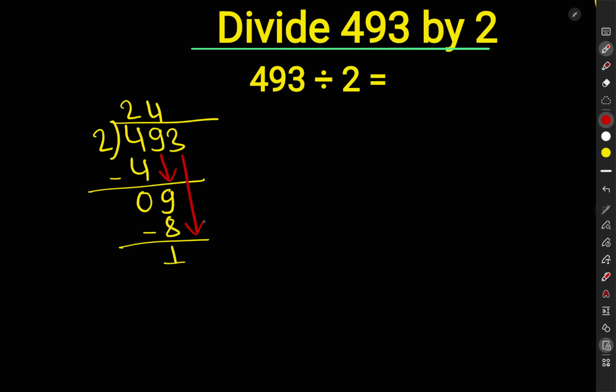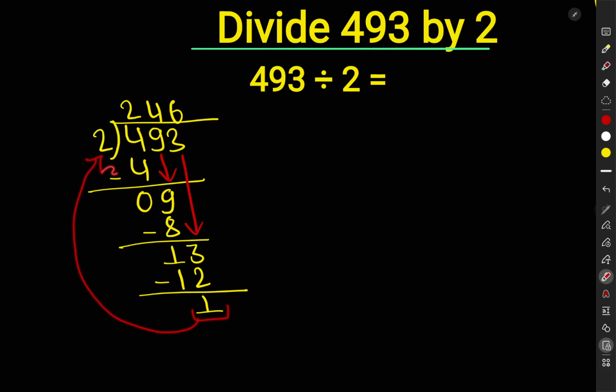So again we put down this 3 and it is 13. 2 times 6 is 12. On subtracting, it is 1. So now this 1 is less than 2 and there are no other numbers to put down. So we put here a decimal so that we take 0.